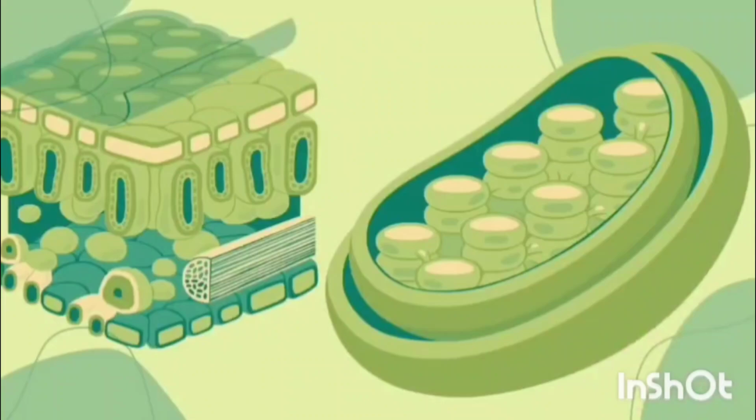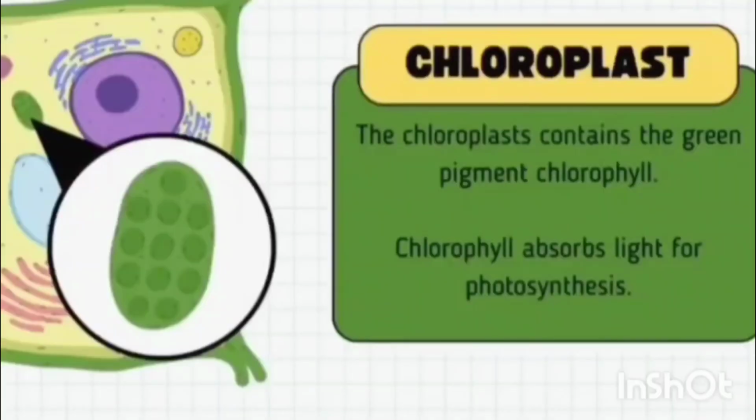The average size of chloroplast in higher plants measures 4 to 6 mu in diameter and 1 to 3 mu in thickness.